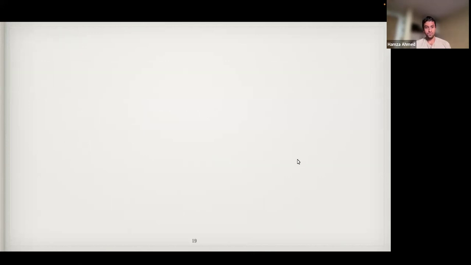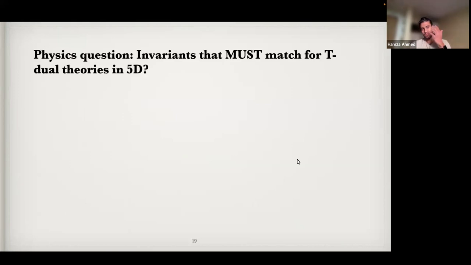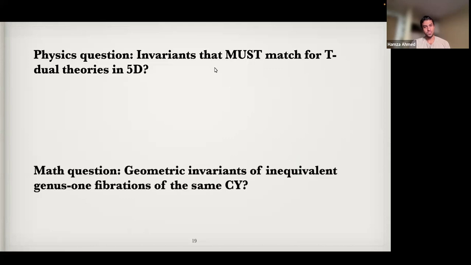All right. So now one question that you can ask from the physics side is what are the invariants that must match across any candidate dual theories? If I can match some invariants, I can at least say that there's a chance that these theories are dual. And then this obviously translates to the math question, which is what are geometric invariants of inequivalent genus-one fibrations of the same Calabi-Yau? And this is precisely the correspondence that I will talk about now.